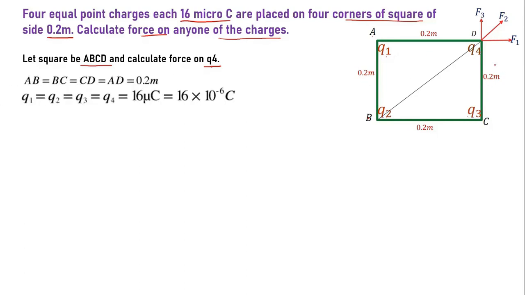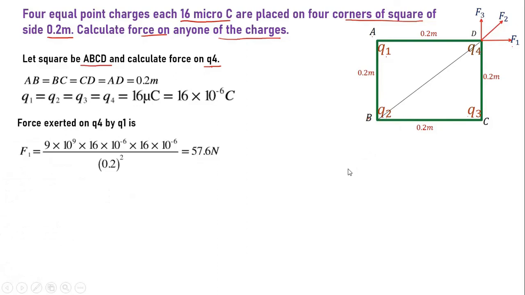Now if we want to calculate the force on Q4, Q1 will be exerting a force on Q4 in the direction of AD, which is called the F1 force. So first of all, we will calculate the magnitude of the force exerted on Q4 by Q1. How to find this magnitude? We can find it with the help of Coulomb's law, which says 1 upon 4 pi epsilon naught Q1 Q2 by R square. Now this is the standard formula. Throughout our video, I have been referring to this particular formula. So this time I am directly putting the values. So what are we having?